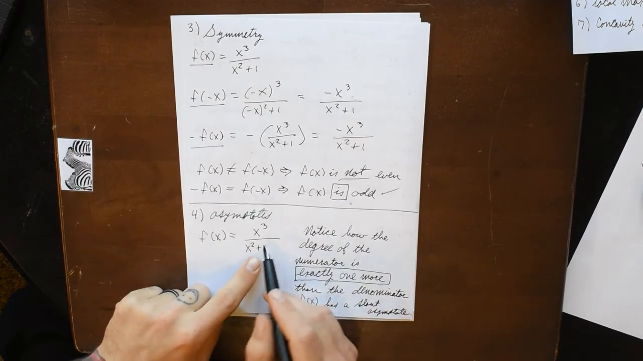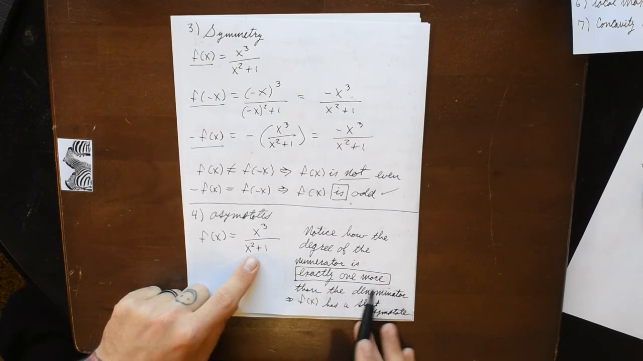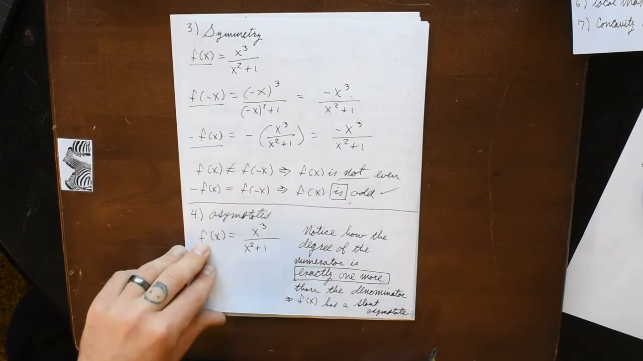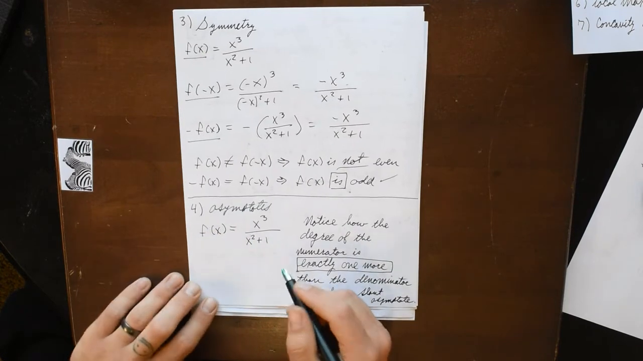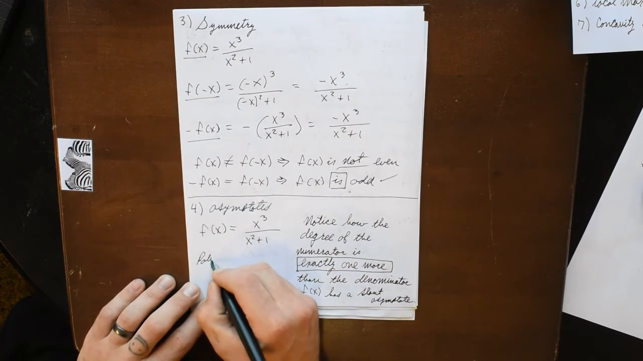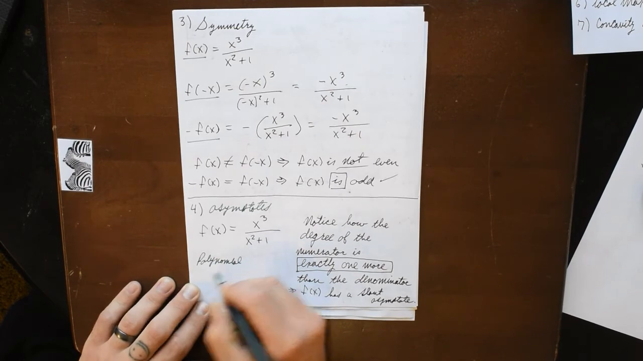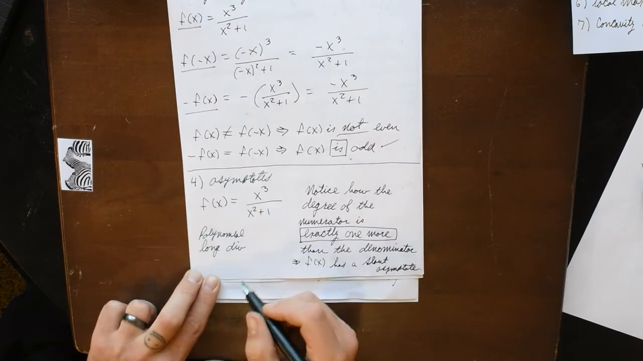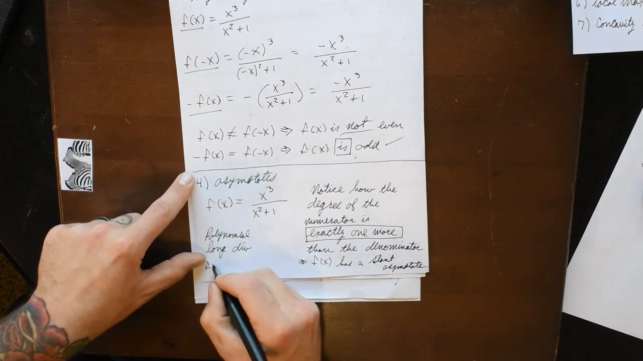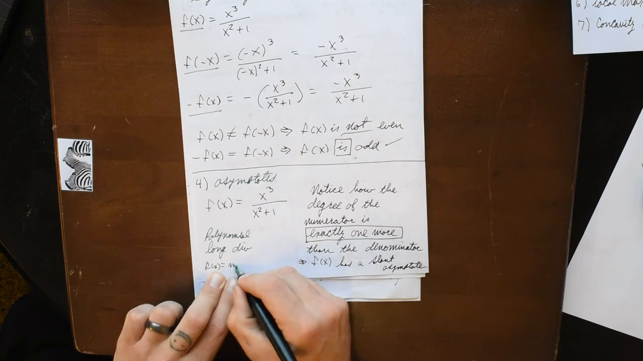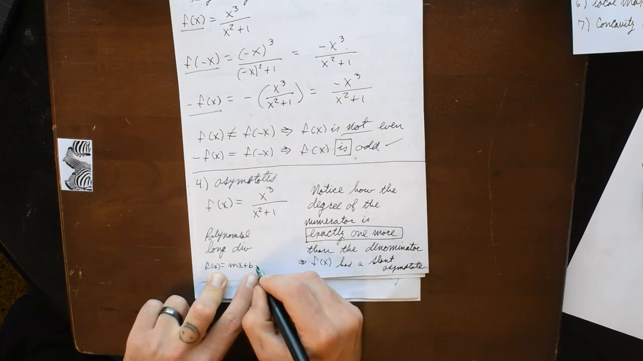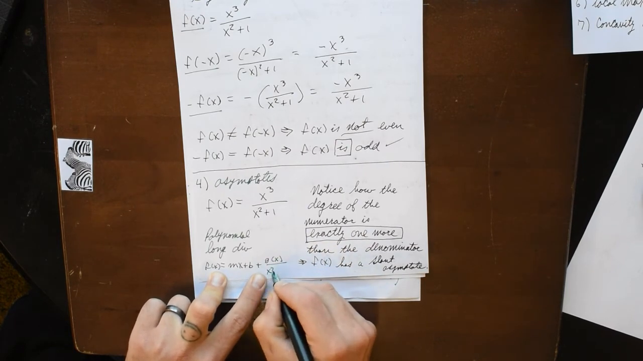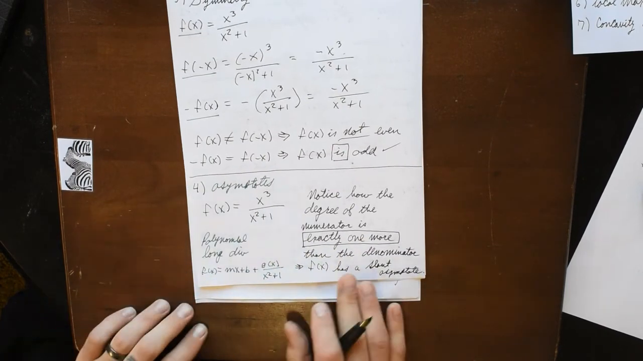So, like I said, notice how the degree of the numerator is exactly 1 more than the degree of the denominator. That tells us that f of x has a slant asymptote. And so what we do is we're going to use polynomial long division, and our goal is to have f of x turn into f of x is equal to mx plus b plus some g of x over x squared plus 1. This is going to be our goal.